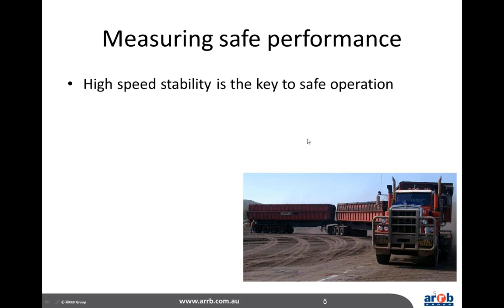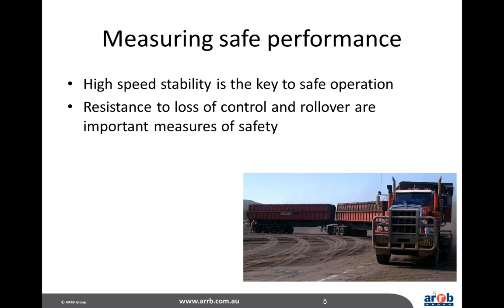Okay. When we talk about measuring safe performance, I'm really talking about high speed stability because it is the key to safe operation. Low speed manoeuvrability is a practical issue for all multi-combination vehicles, and you need to consider it in the context of where a vehicle will operate and how it will interact with work sites. But a vehicle's high speed dynamic stability really equates to the safety of its on-road operation.